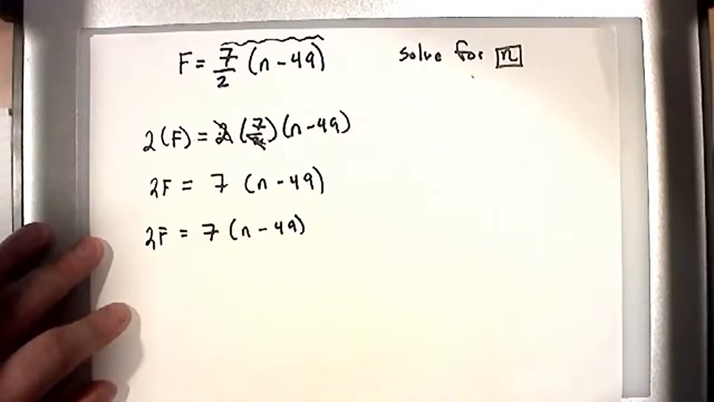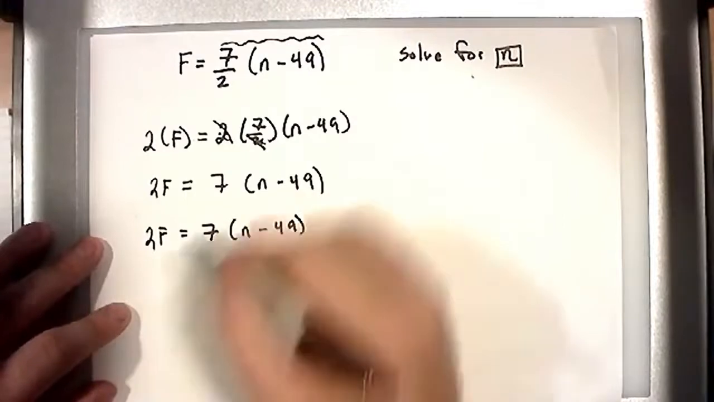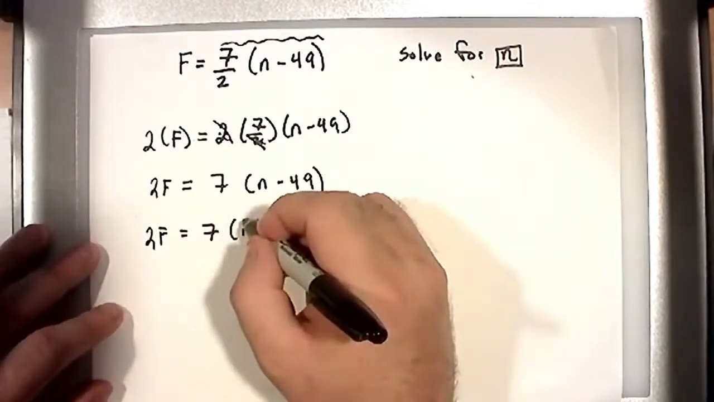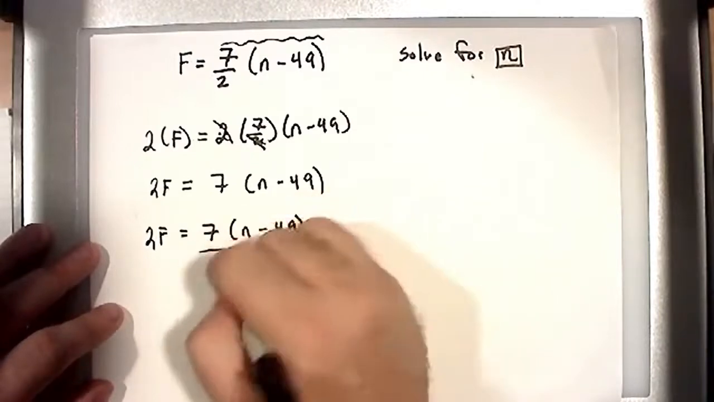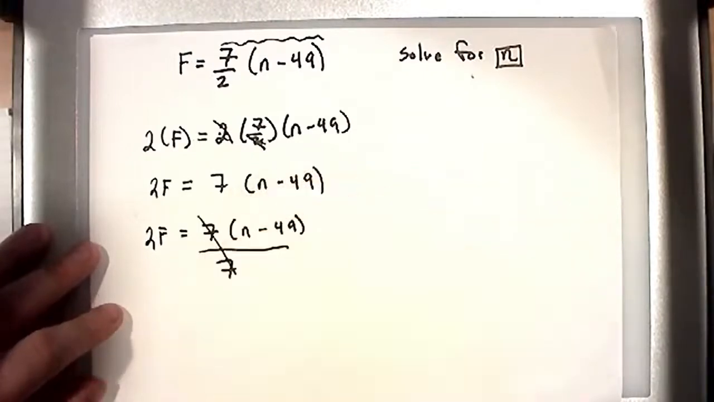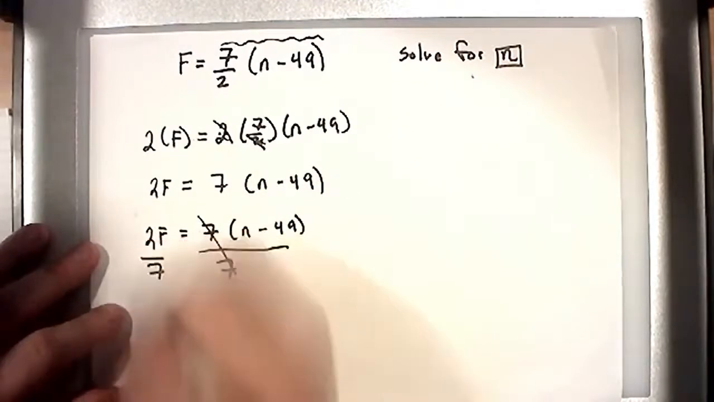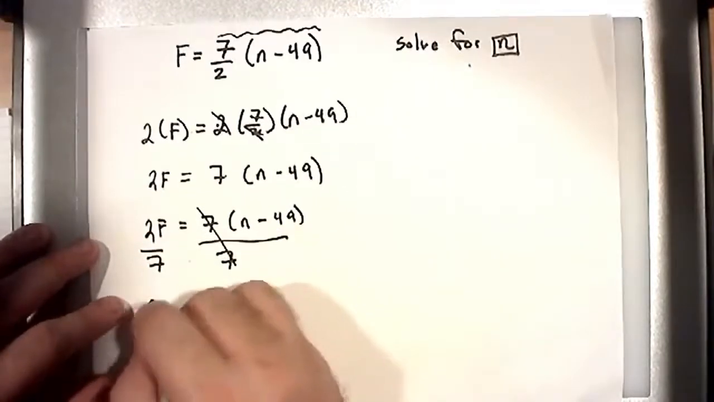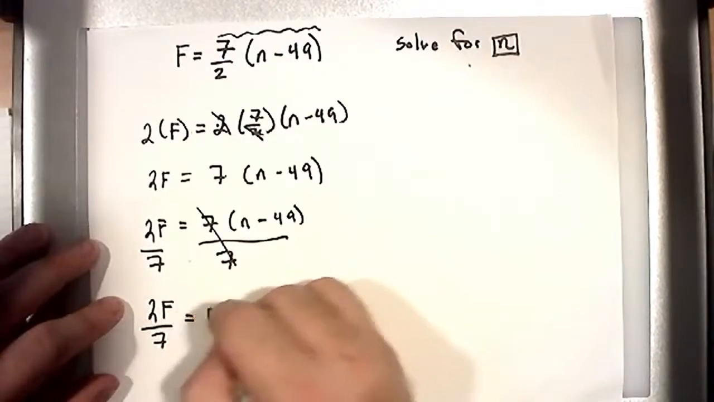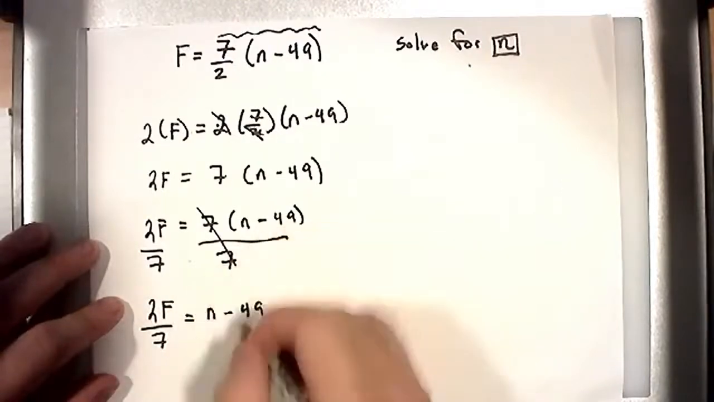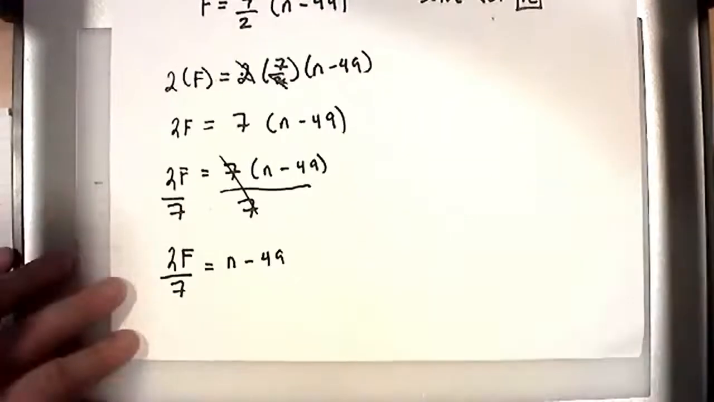I want to get n by itself, so let's get rid of the 7 then. Because if I multiply the 7 to the n, then I'm going to have to get rid of it there, and then 7 times 49 is just going to make this number bigger. I'm going to divide by 7 and cancel it. Just make sure you do it to both sides. So now I have 2f over 7 equals n minus 49. The parentheses don't need to be there anymore because you've cleared them. There's nothing to multiply by.